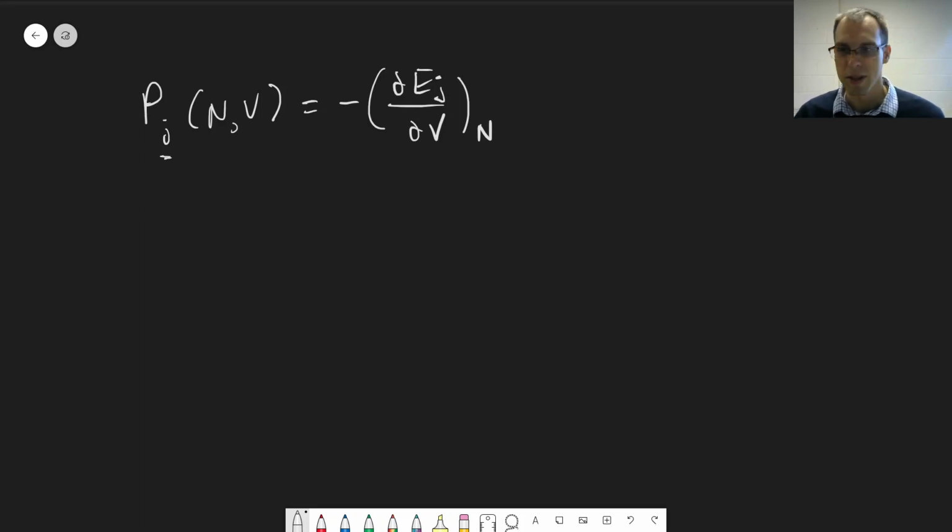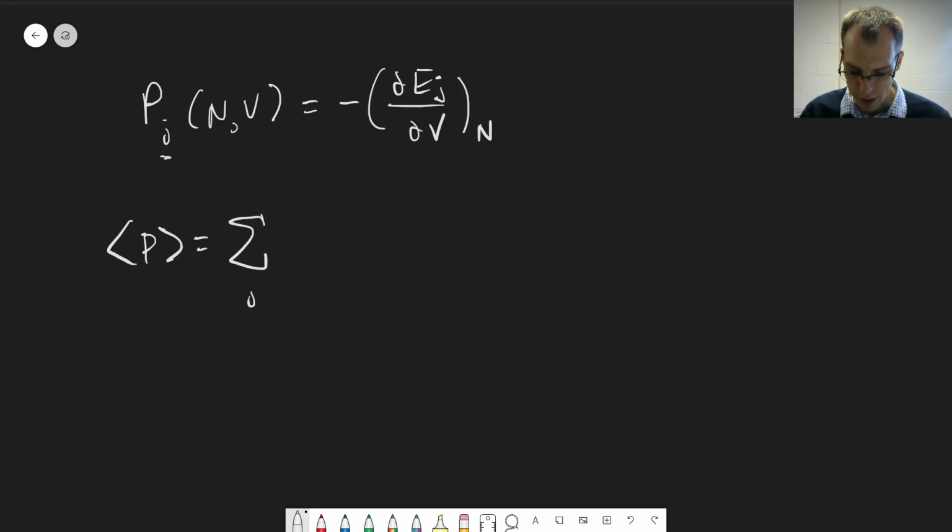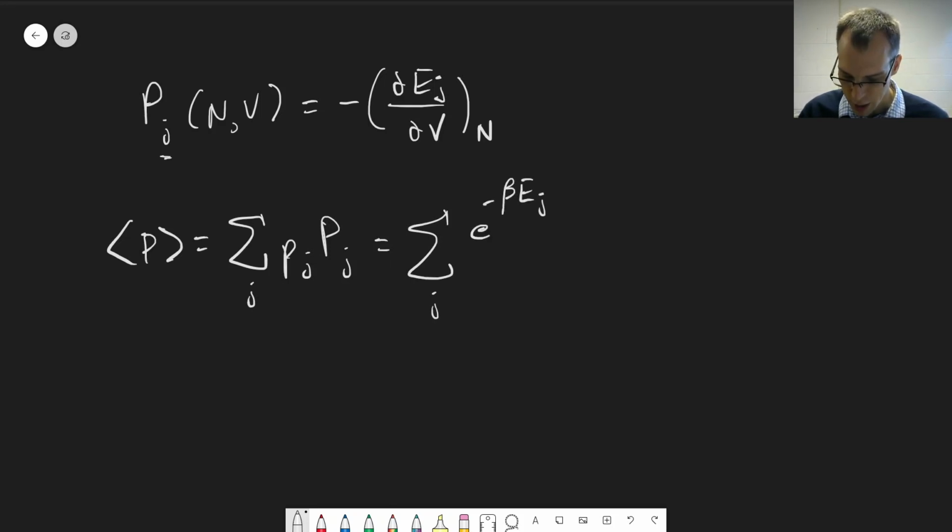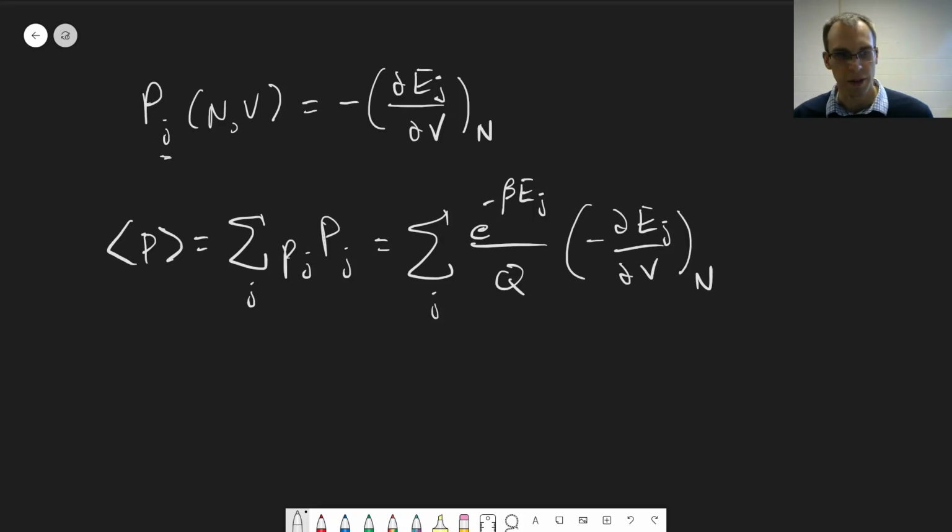And so we can do the same thing that we did with energies and ask, what's the average pressure? The average pressure of our system is equal to the sum over the probability of each state times the pressure of each state. We can go ahead and plug in our definitions for these. So we have e to the minus beta Ej over Q, that's our probability, times this derivative, dEj/dV at constant N. So we add up all these terms.